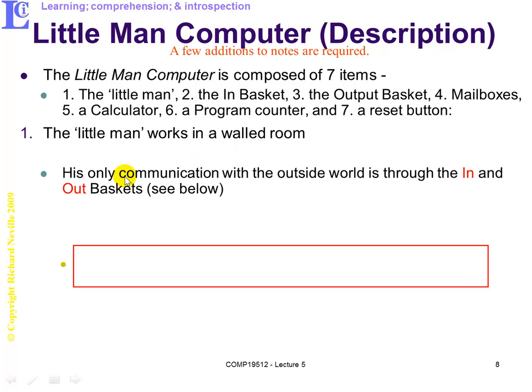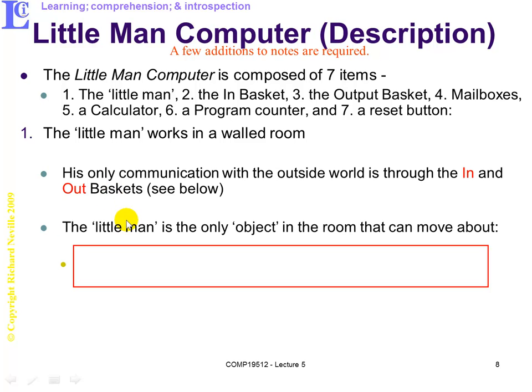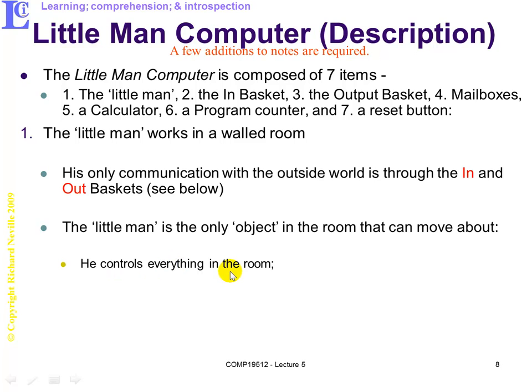What he tends to do is move in information or communicate with the outside world via these in and out baskets. So if he's bringing in information, it comes in via the in basket. If he's moving out information, which is slips of paper, he moves it out of the out basket. So all the little man can do, and it's the only object that moves in the little room, is do this. And that is, he controls everything in the room. Well, not quite true. Nearly true.